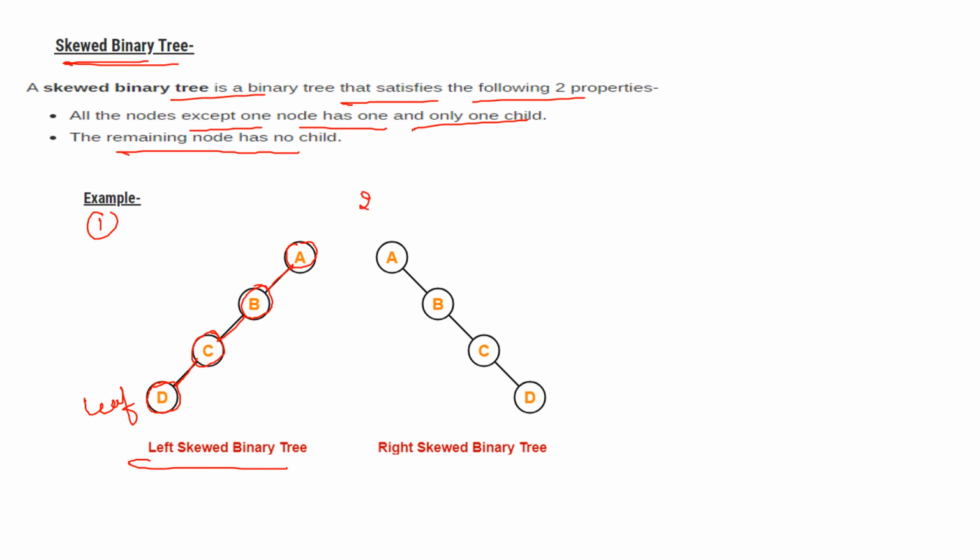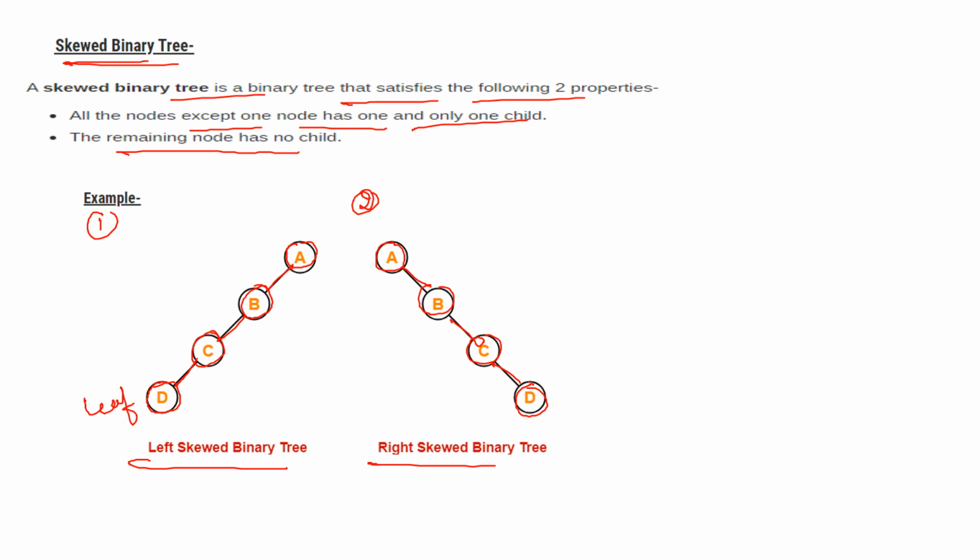So consider the second example. Every node in the tree got only one child, right? And that too, it's a right child. Every node got right child. This is leaf node with no child. So that's why this tree is called as right skewed binary tree.